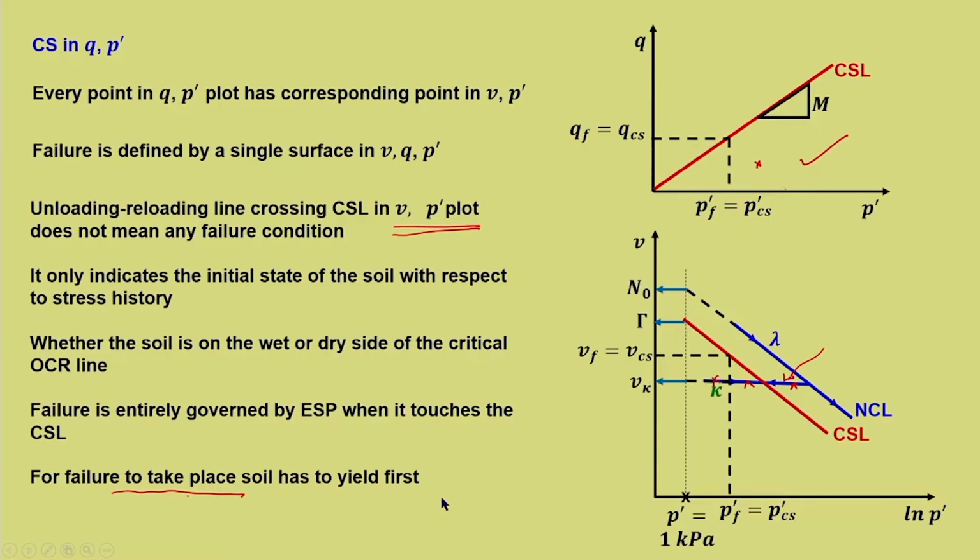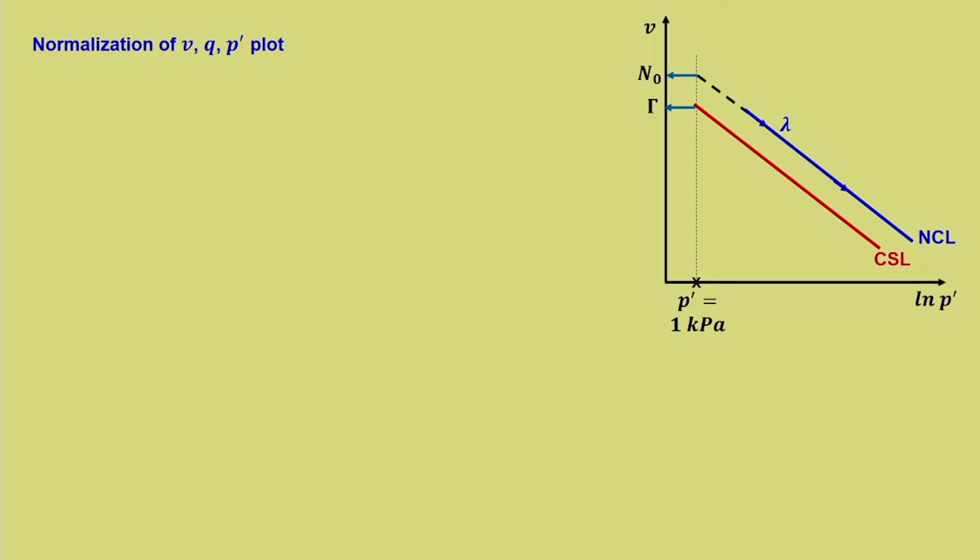Okay, so that is all the preliminary discussion about critical state in both formats, that is tau as well as q-V-p dash format. Now we will discuss a bit about normalization of the V-q-p dash plot with respect to some initial condition or some specific parameters, so that the comparison becomes easy.